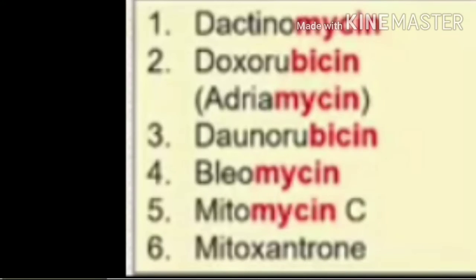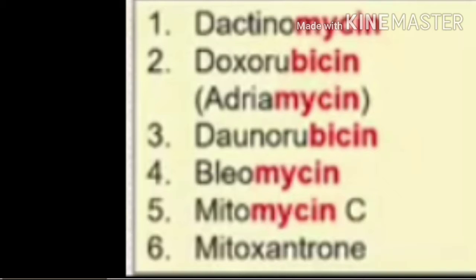So we have dactinomycin, doxorubicin, daunorubicin, bleomycin, mitomycin C, and mitoxantrone. Mitoxantrone is an exception in that it does not end with mycin or bicin.